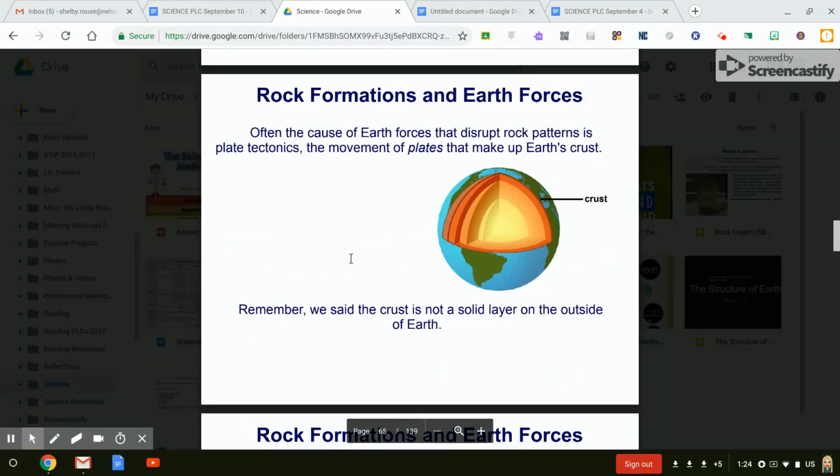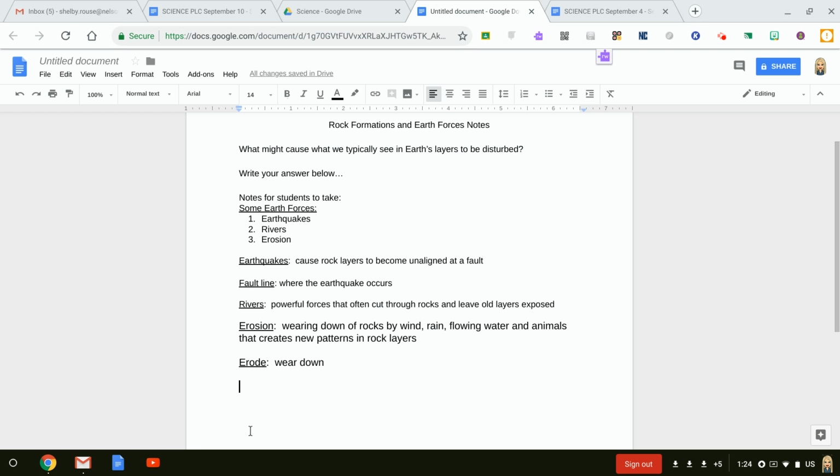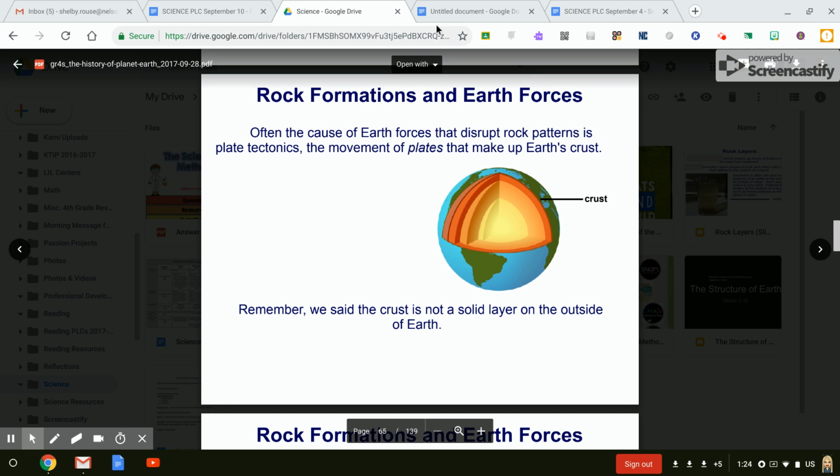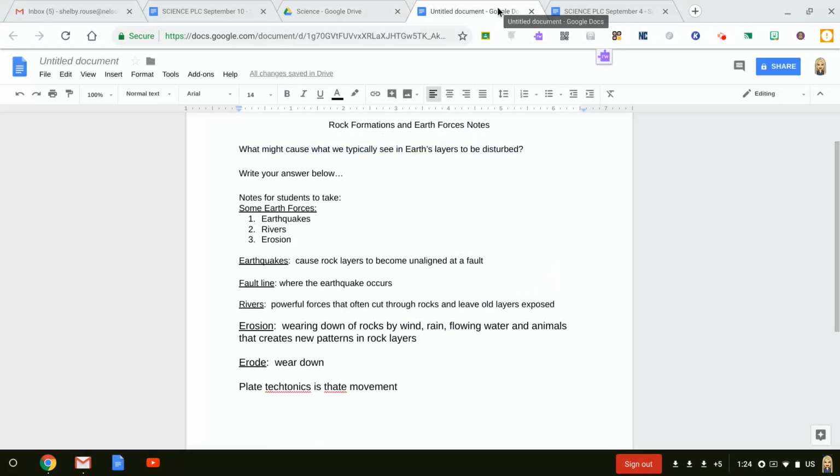So often the cause of Earth's forces that disrupt rock patterns is plate tectonics. And plate tectonics is the movement of plates that make up Earth's crust. All right, so we're going to type that. Plate tectonics is the movement of plates that make up Earth's crust. Now, when it says plates, it's not talking about a plate that you would eat on. These are plates in the earth.